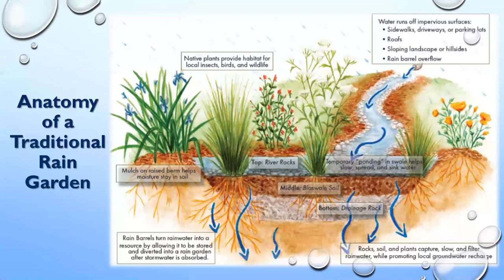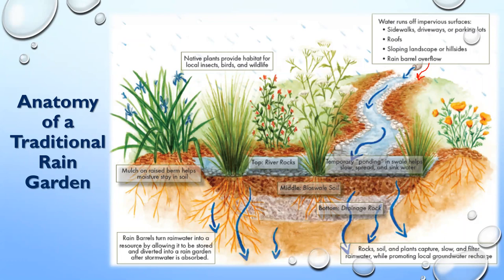So we're going to take a look at the anatomy of a traditional rain garden. This is a very traditional rain garden, maybe not what you'll do at your own home. But you have that water starting at the top here, and it's coming off of a house, a sidewalk, a driveway, a parking lot. It might come off of a sloping hillside, or you might have your rain barrel overflowing into this. There are so many different sources you can use for your rain garden.